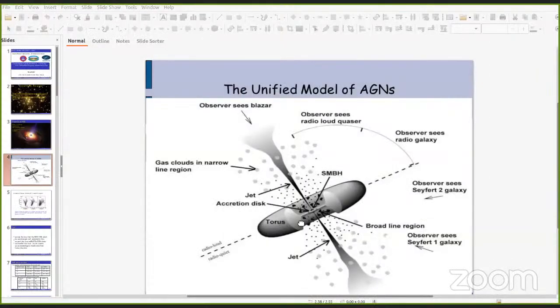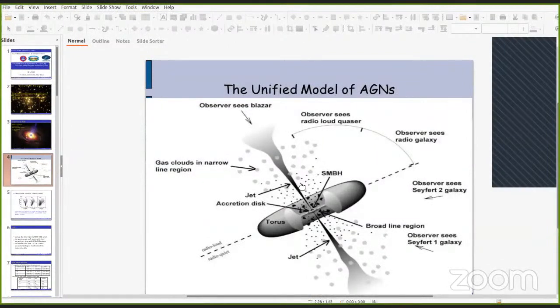This is the torus. Here is the jet, a gas cloud in the broad line region. Depending on where we are viewing from, for example, if you are here, you can see the jets directly, the broad line of the jets.